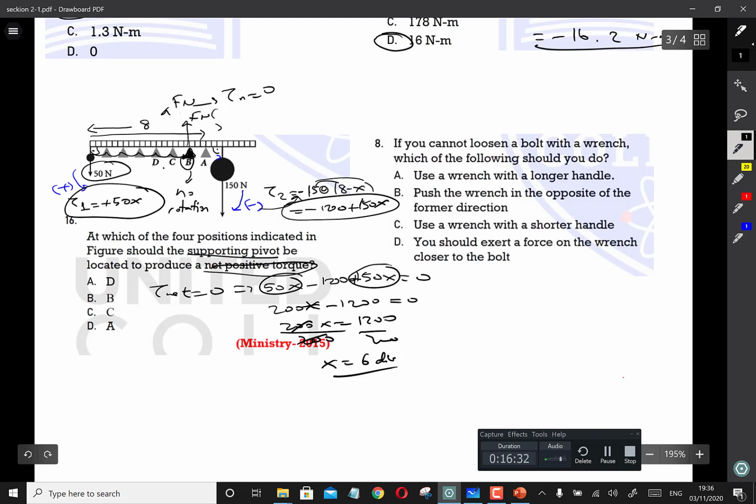So you can take this supporting pivot in A. In this case, if you take it in A, positive torque increases but negative torque decreases. That's why net torque becomes positive. So the choice is going to be A in here.